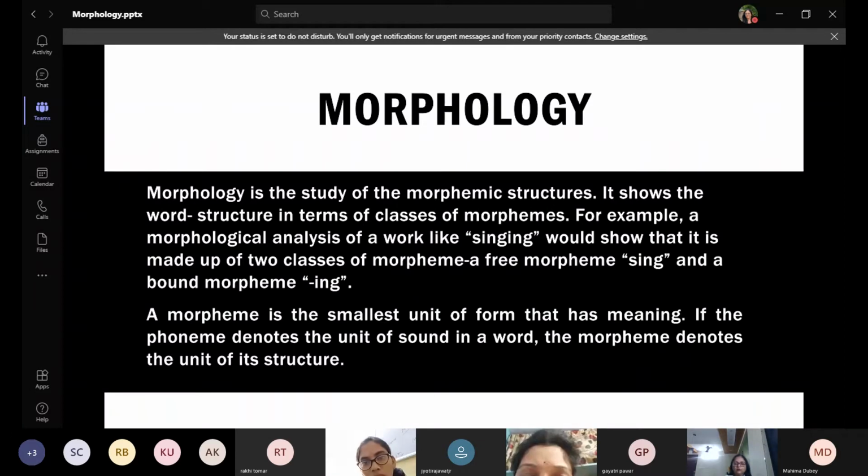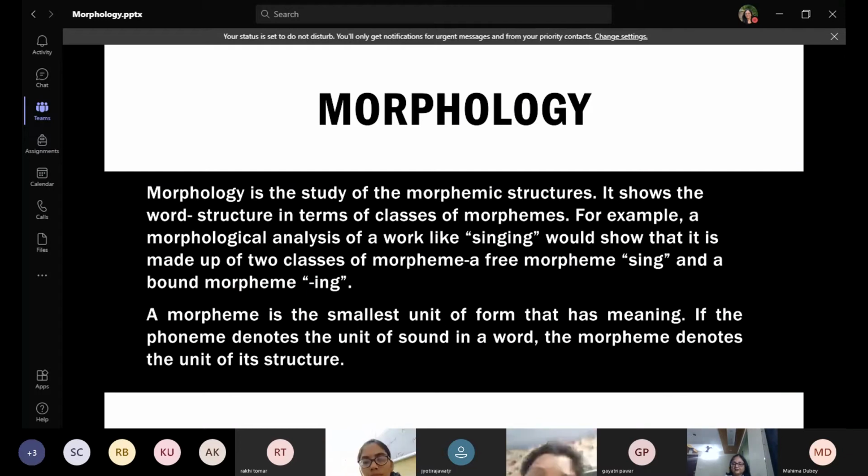If the phoneme denotes the unit of sound in a word, like in the word work above, one phoneme was wrong, the meaning changed, so it told the sound. What does the morpheme tell? It denotes the unit of its structure. Okay, the word structure is formed by morphemes, right? So as Ashore said, there is always structure, everywhere there is a structure.